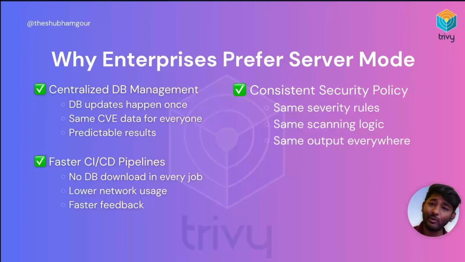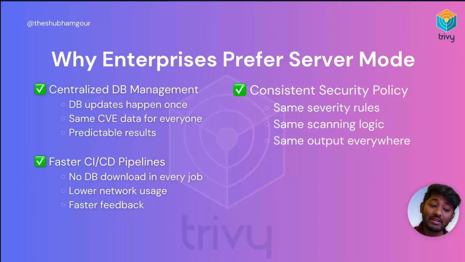Now, when you run it locally, every time the DB will get updated and you will have one definition, and someone else will have a different definition. But when we go with server mode, you will have a centralized DB. The DB update will happen only once. There will be the same CVE data for everyone and the result will be predictable.